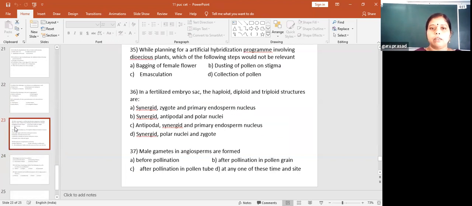Okay, so next one: while planning for an artificial hybridization program involving dioecious plant, which of the following steps would not be relevant? See, what is artificial hybridization? Natural outbreeding devices plant in select, to get good fertilization of important crops, they have used artificial hybridization technique, which includes two types: emasculation, removal of masculine part from the bisexual flower in order to avoid self-pollination, and the emasculated flower should be bagged. Why? In order to avoid the entry of unwanted pollen.